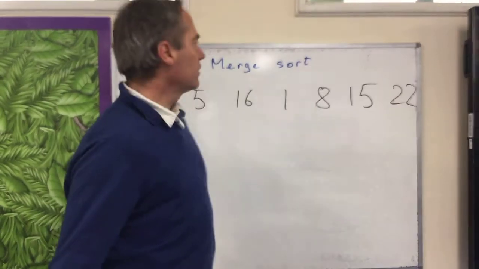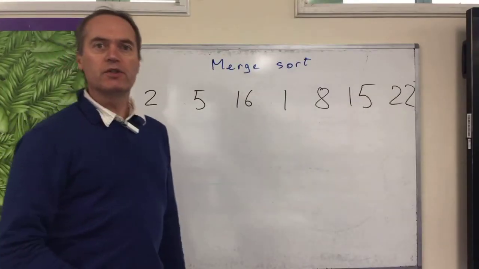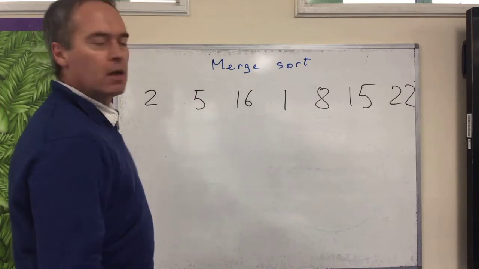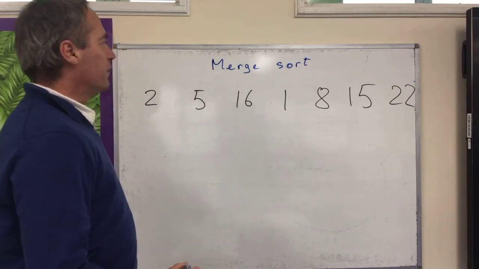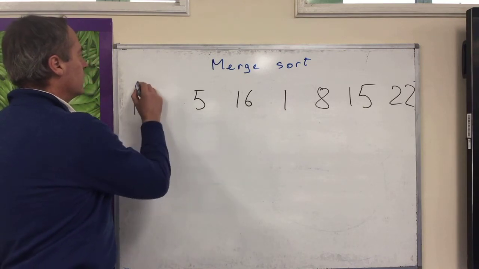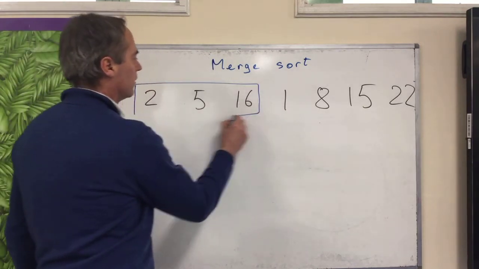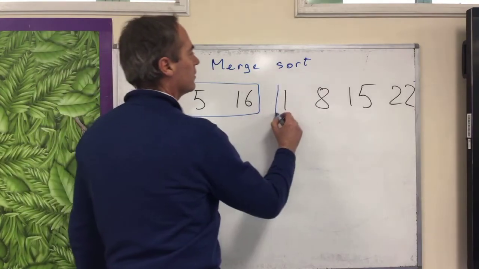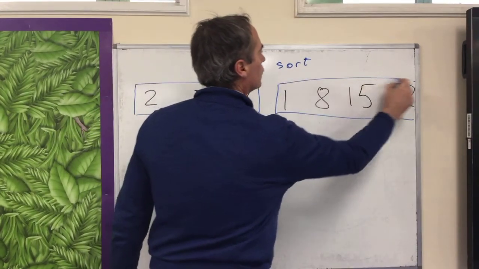Welcome to this screencast. We're doing the merge sort. This is for GCSE computer science. The merge sort is quite a fast sorting algorithm, and it works by taking the unsorted list, and the first thing you do, you split it into two smaller lists.